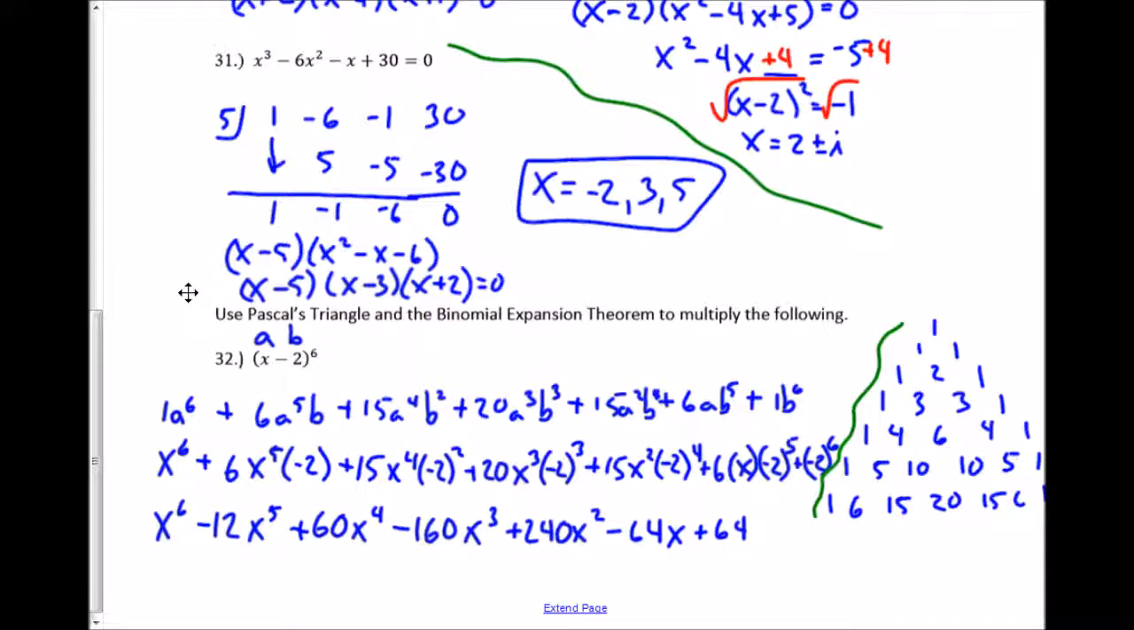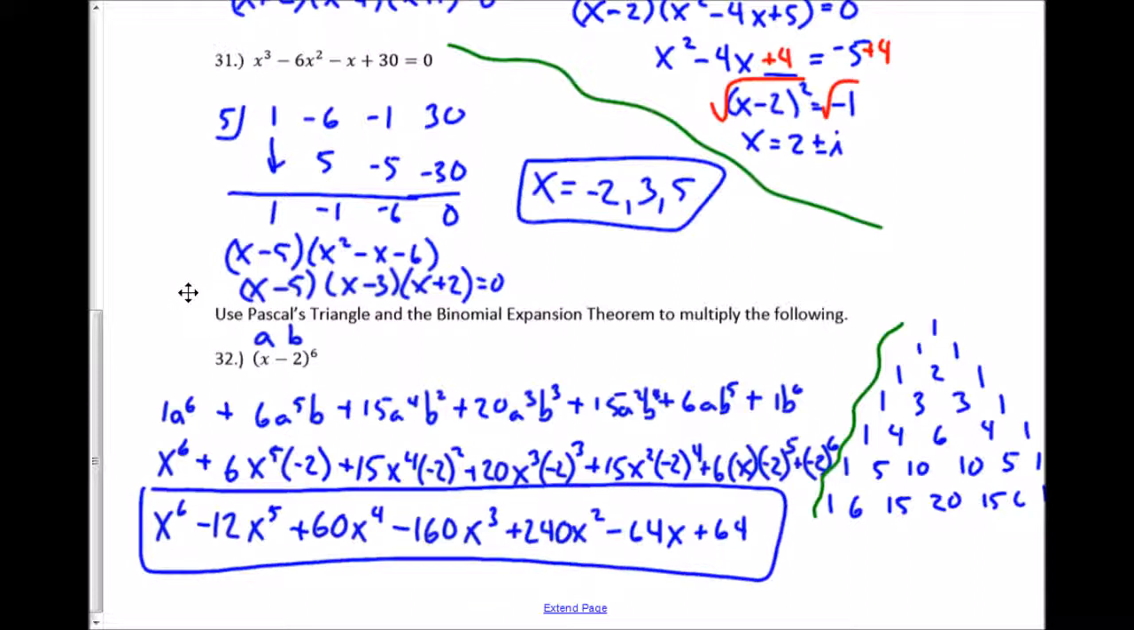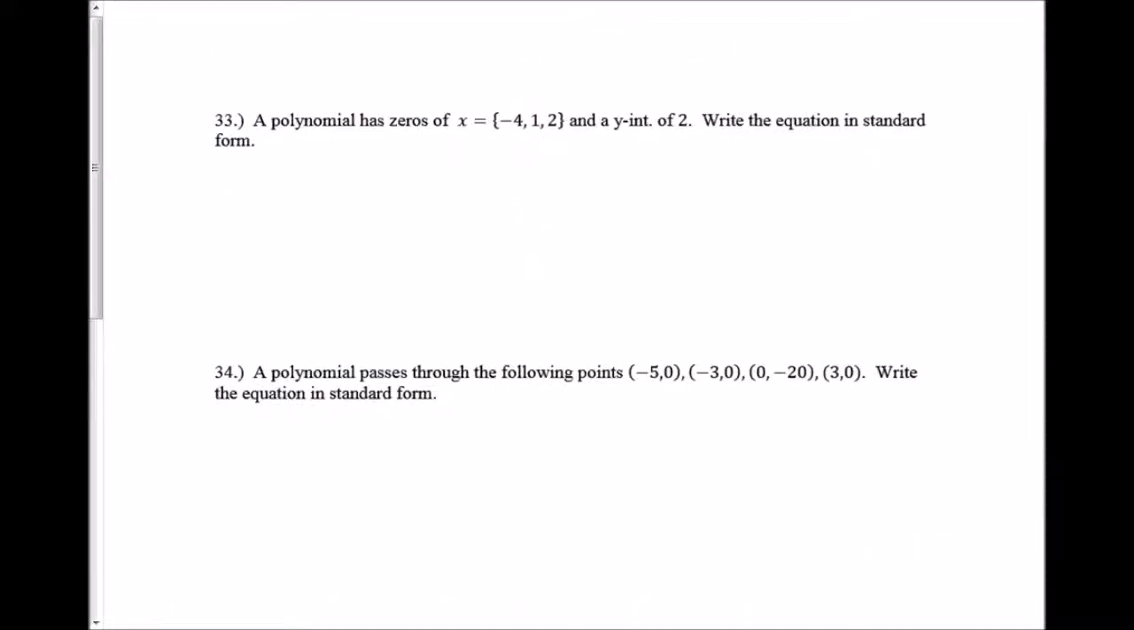All right, so it gives me this. This one, we've got a polynomial function that has these x-intercepts, which means it has these factors. And it's got a y-intercept of 2, which means I need to find an a value here that may or may not exist, or might be a 1. In order to do that, I plug a 2 in for y.